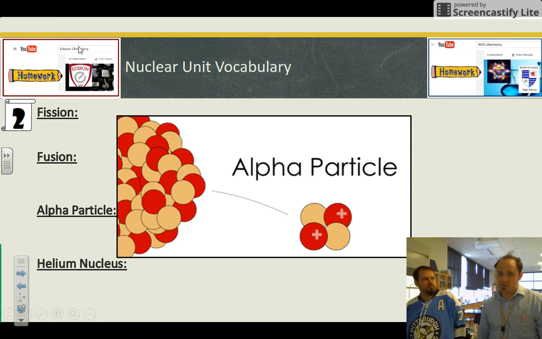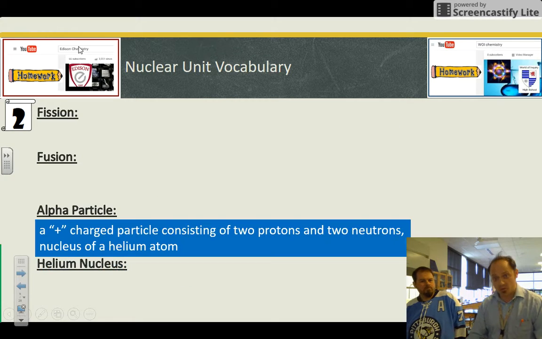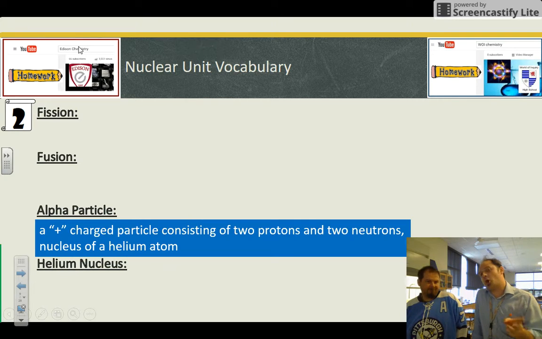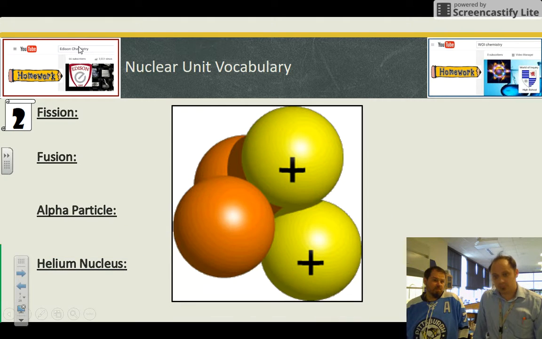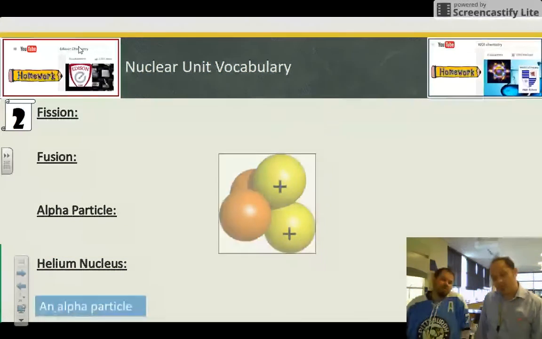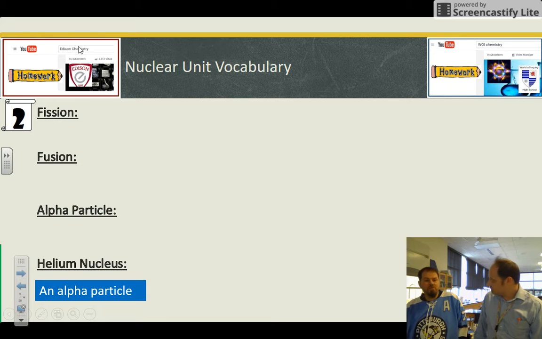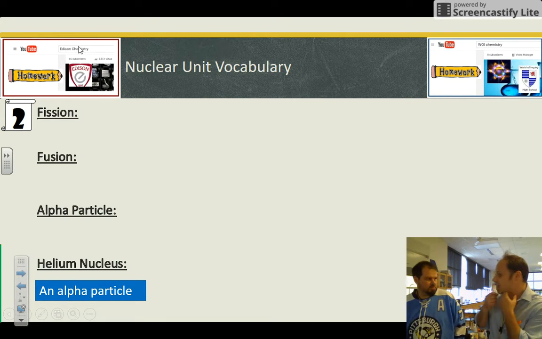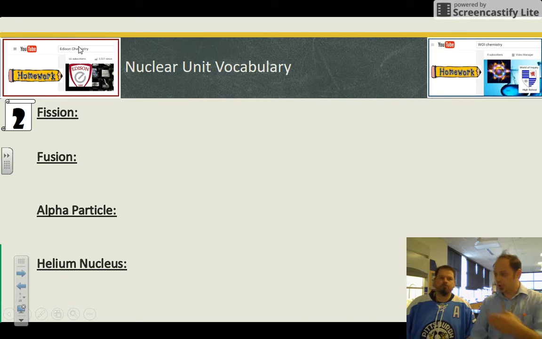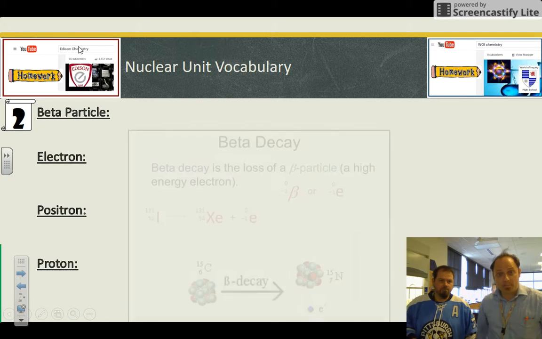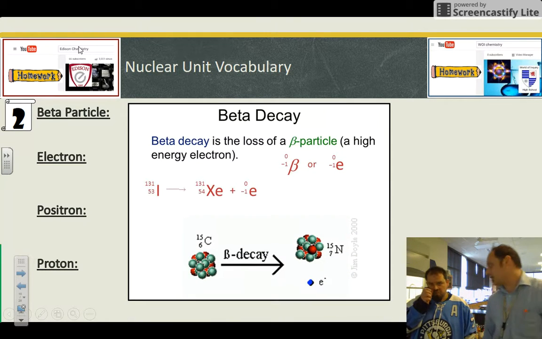Alpha particles are really simple. They're the heaviest, most massive, and most charged type of radioactive emission. 2 protons and 2 neutrons, so its mass is 4 AMUs and it has a charge of positive 2. We'll see that matters later on. And it's basically the helium nucleus. The helium nucleus is considered an alpha particle. It's been stripped of all its electrons because it's got such high energy and it's traveling so quickly. They're interchangeable.